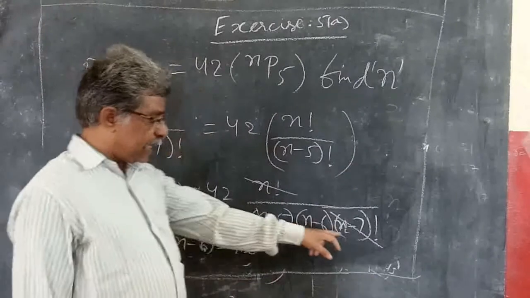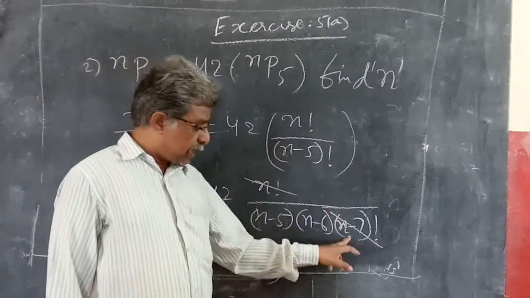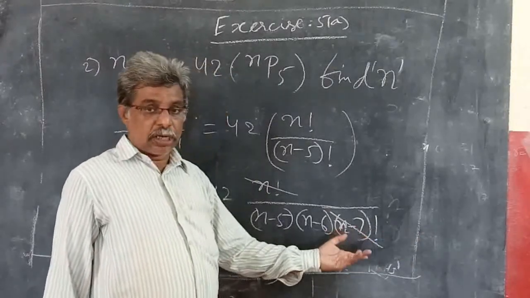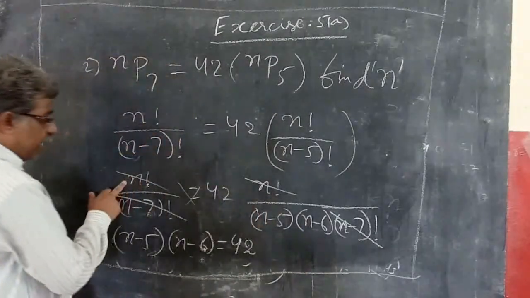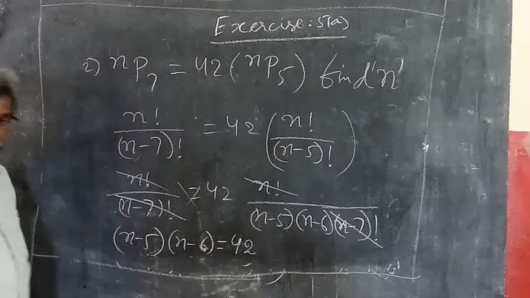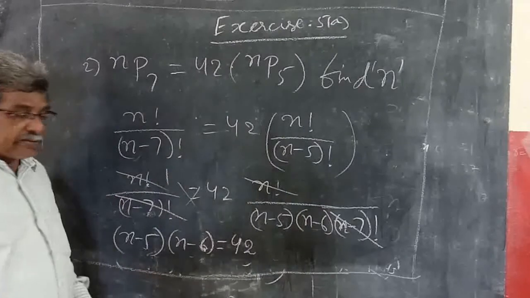So I am starting at n-7. So (n-5) into reducing 1, (n-6) into reducing 1, (n-7) till 1, I will get, that is nothing but (n-7) factorial. So I am cancelling n factorial and n factorial on both sides, and (n-7) factorial on both sides. So by cross multiplication, here nothing is there, means 1 is there, everything is cancelled.